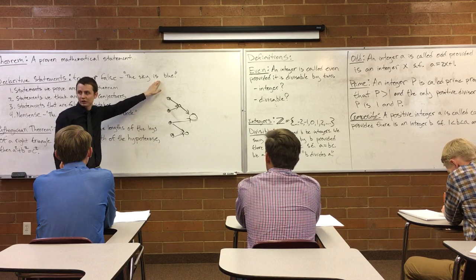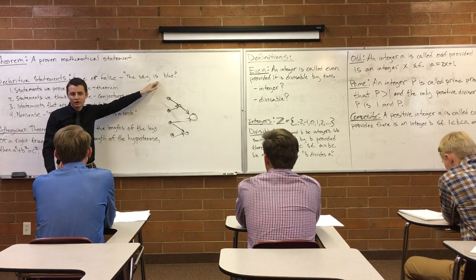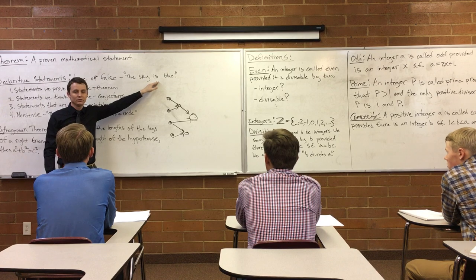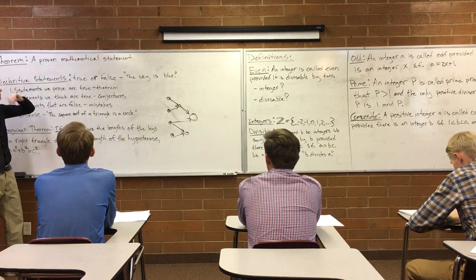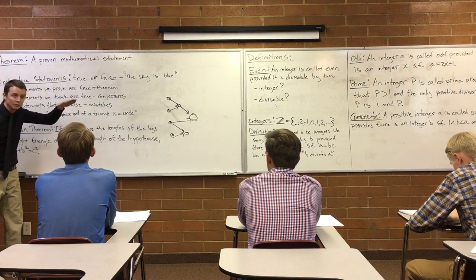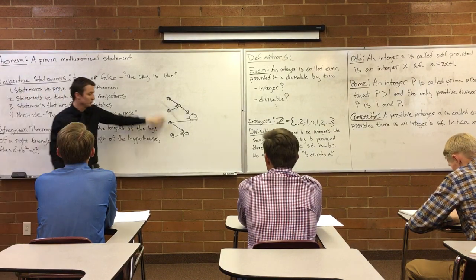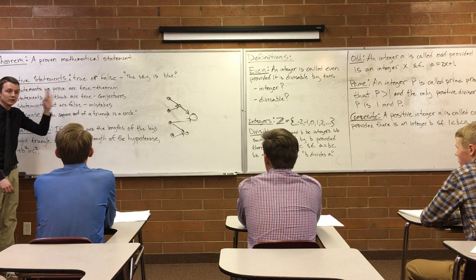2 + 2 = 4. Declarative statement. 2 + 2 = 5. Declarative statement. With me? Mm-hmm. So the statements that we're looking at in mathematics are declarative statements. And if we demonstrate that that statement is always true, based off of what we've assumed to be true, then that statement becomes a theorem.